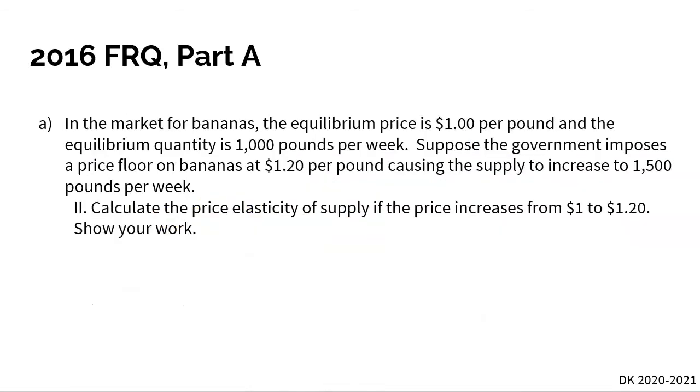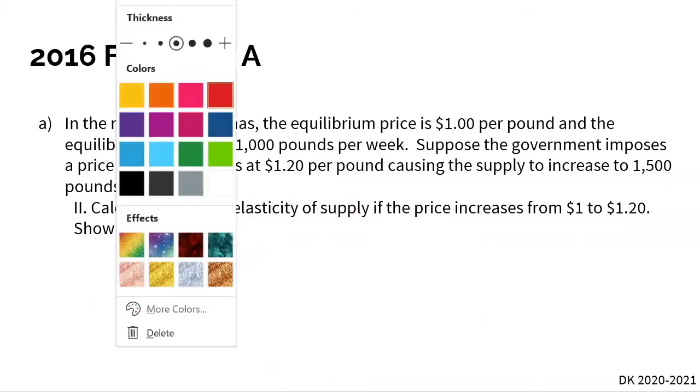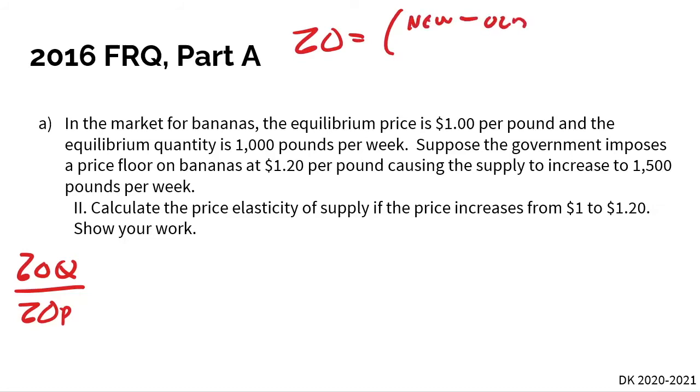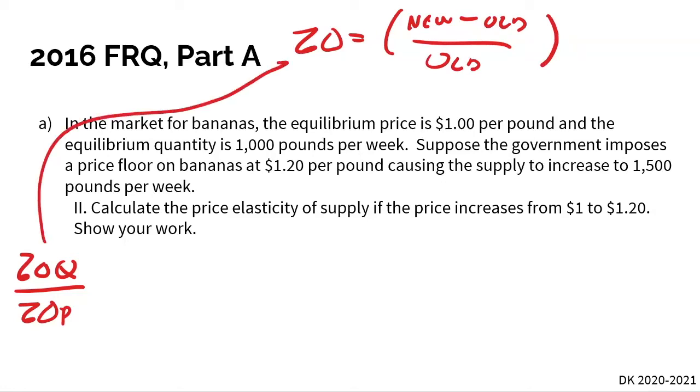So for 2, now we're going to have to do a little bit more work here. It says calculate the price elasticity of supply. Well, here we know that our equation for the price elasticity of supply is the same thing as the equation for our price elasticity of demand. So it's the percent change in quantity over the percent change in price. But to get to the percent change, right, percent change equals new minus old over old. That is what our percent change is going to be.